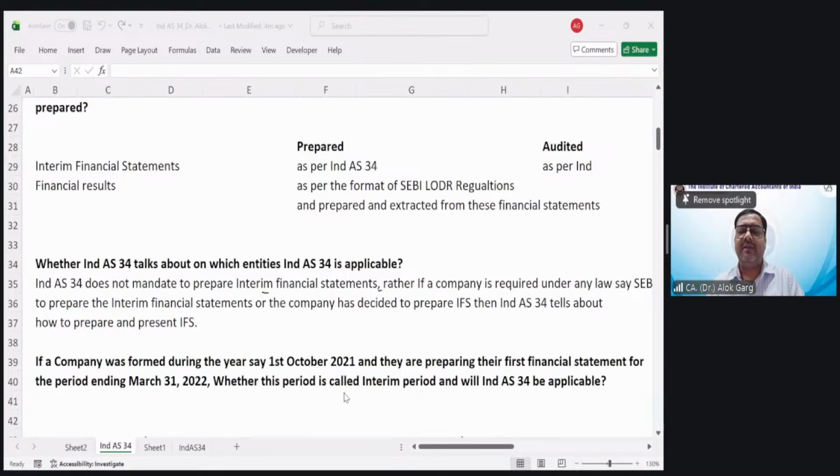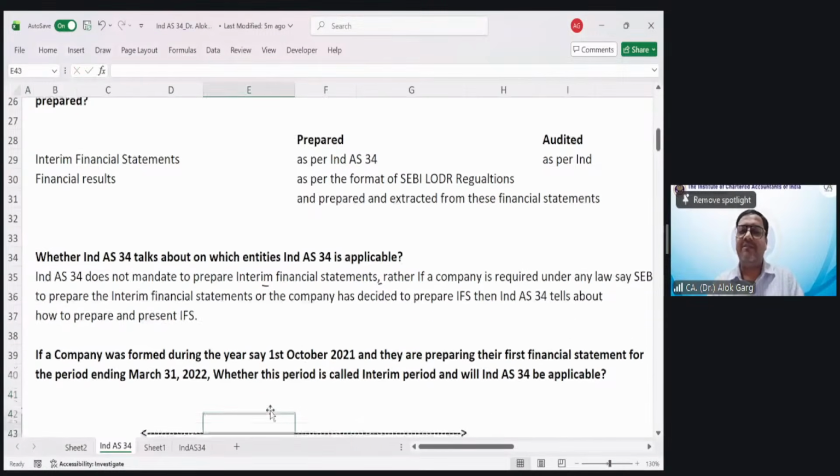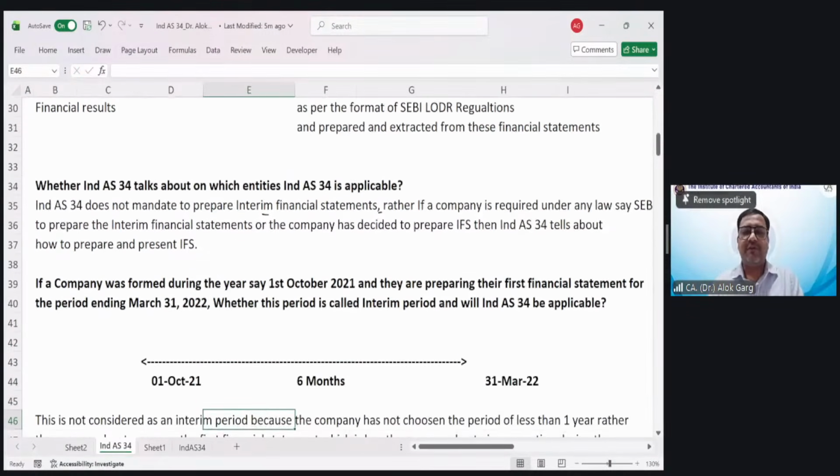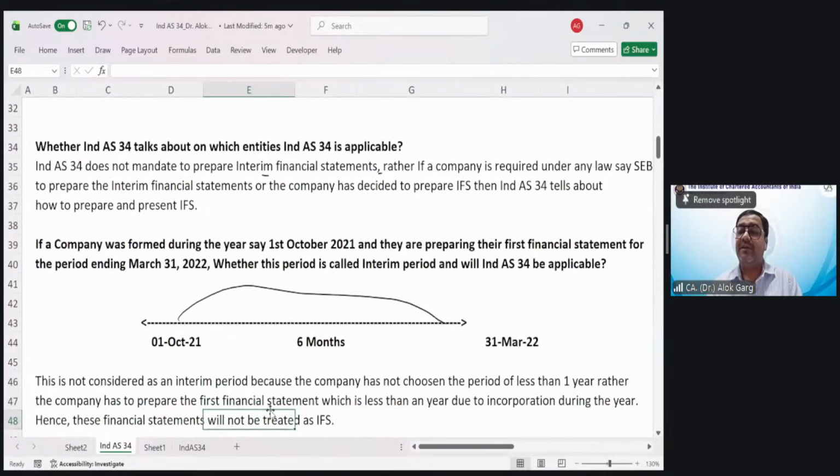So Manoj and Saminathan have said no. Rohan is also saying no, it will not be covered by Ind AS 34. Saminathan said it is not an interim period. Ravinder is saying no interim. You are absolutely right. This is not an interim period. Why is the company preparing a 6-month financial statement from 1st October to 31st March? Why is the company preparing the first financial statement?